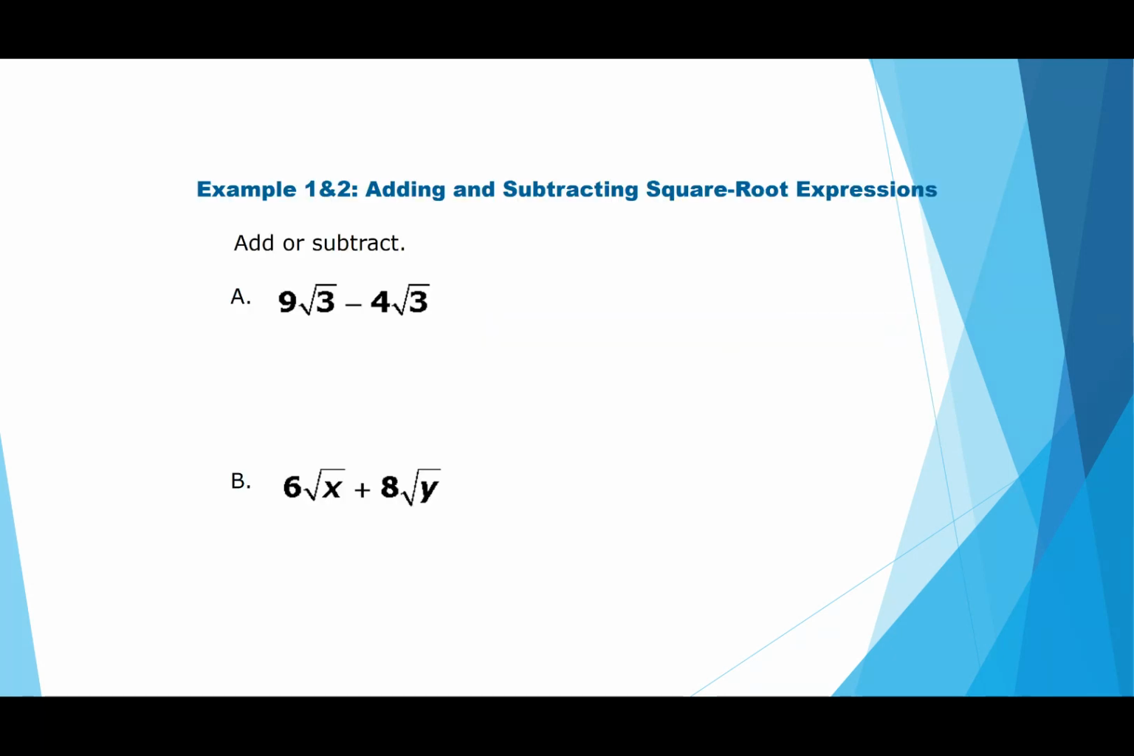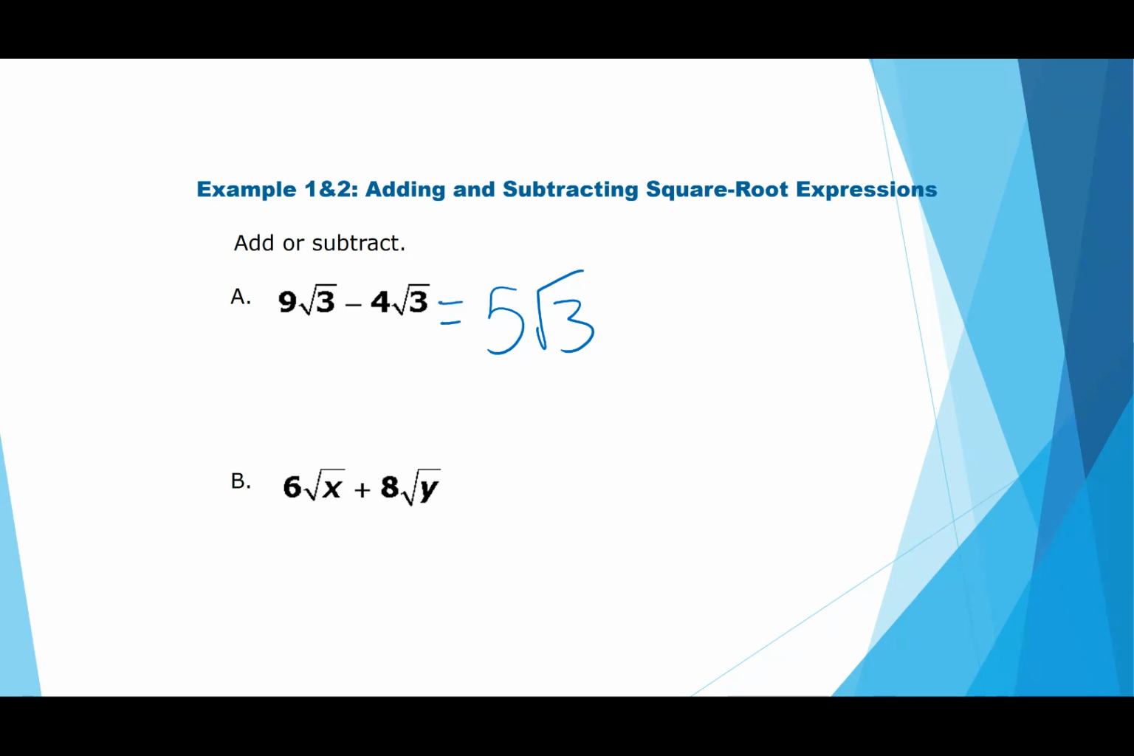All right, so this first example, 9 square root of 3 minus 4 square root of 3. Let's first identify that these two terms are like radical terms because they both have square root of 3 in them. Since they're both like radical terms, we'll just simply combine them together. So 9 minus 4 is 5. That would make this 5 square root of 3 for A.